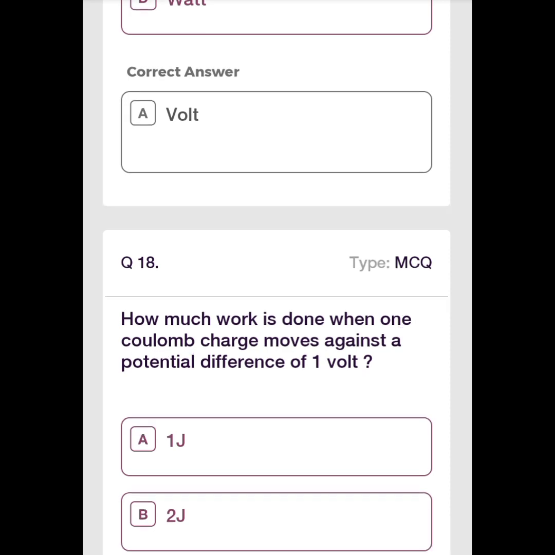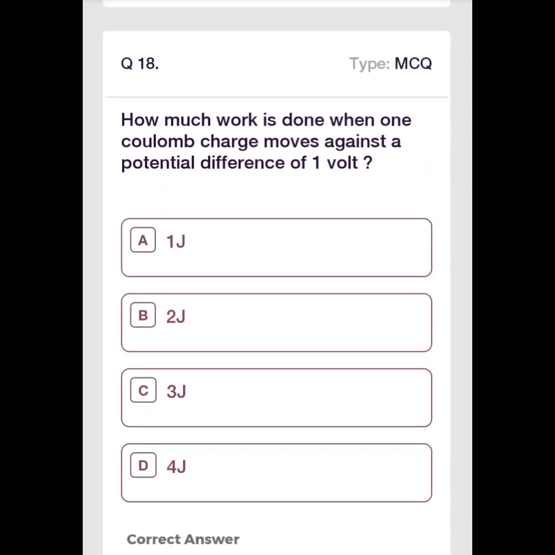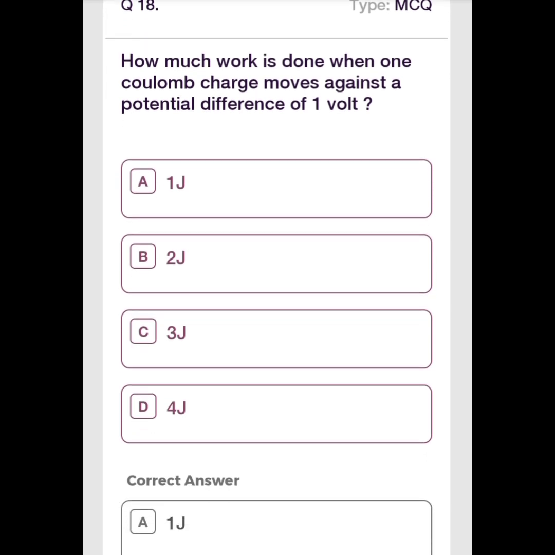So let us see the options. Option A 1 joule, option B 2 joule, option C 3 joule, and option D 4 joule. The correct answer is option A, 1 joule.